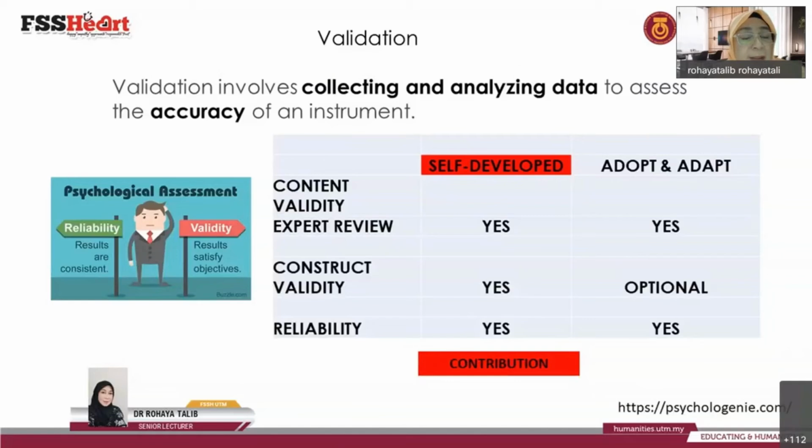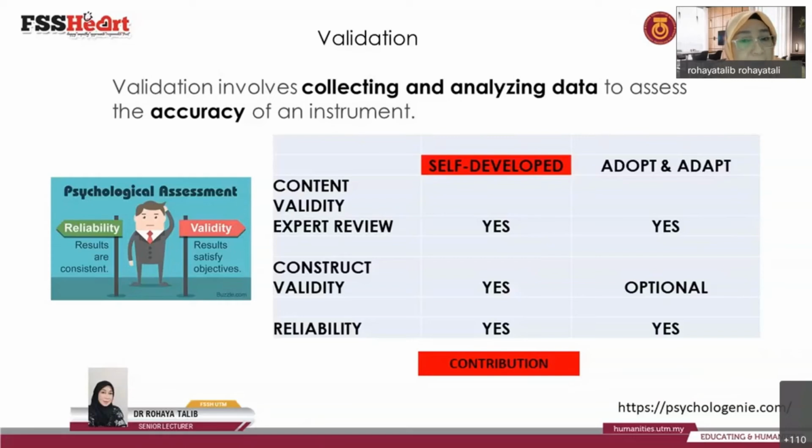Some students might say, I don't mind adopting other people's instrument, but if you adopt, you must also do the content validity, which is expert review, and calculate the Cohen's Kappa or Fleiss' Kappa or CVI, okay, both. Whether you self-develop or you adopt and adapt, this process is a must, okay?